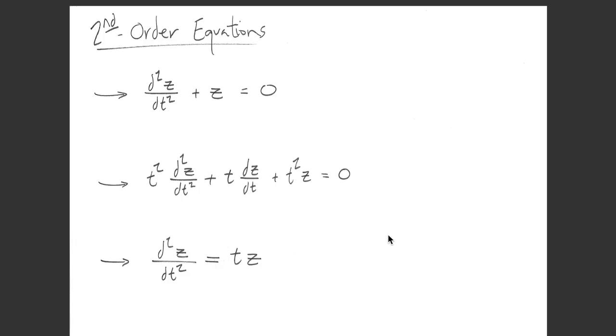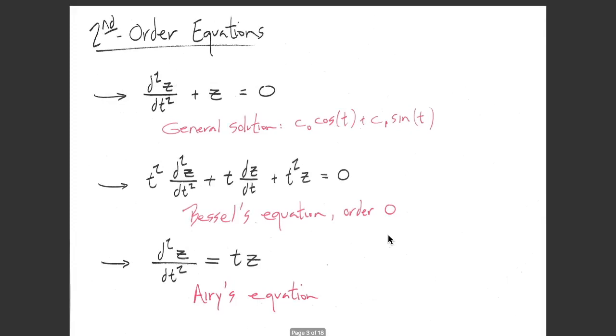Actually, these are all pretty famous differential equations. The first one here, d squared z plus z equals 0, is actually an equation whose fundamental solutions involve the sine and the cosine function. You can verify easily that the general solution of this differential equation is z equals some constant times cosine of t plus another constant times sine of t.